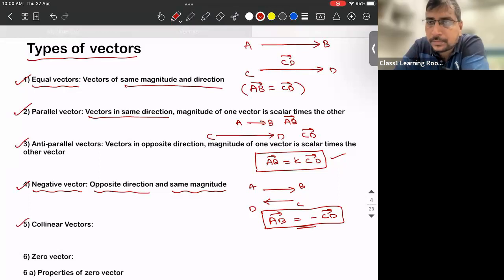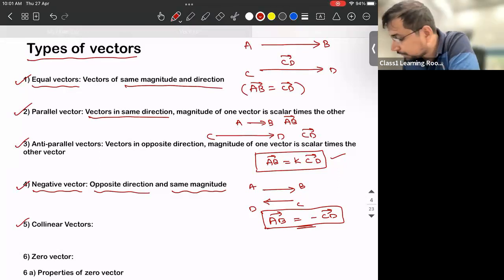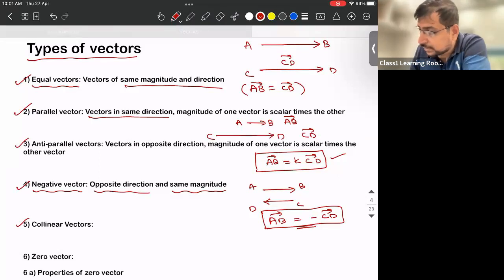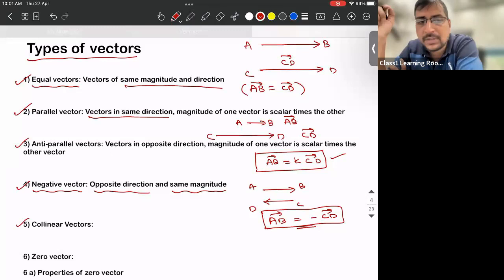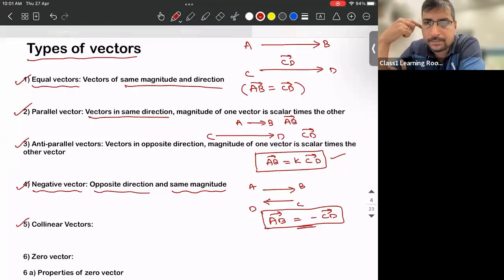Next. What is a collinear vector? Vectors which are lying along the same line are called collinear vectors. So basically collinear vectors and parallel vectors tend to come out to be the same. Unlike points, when I say collinear points, you say that the points lie on the same line. Unlike them, when you talk about parallel vectors or collinear vectors, they are the same.